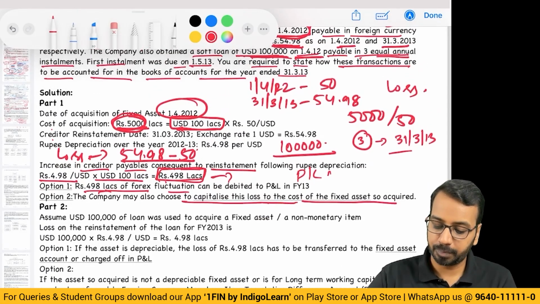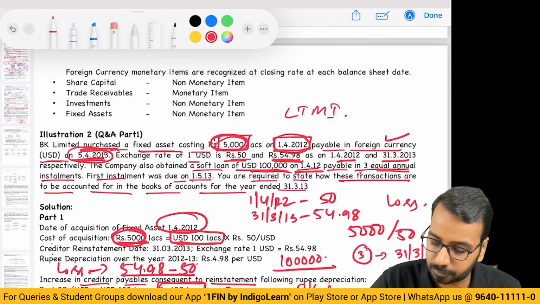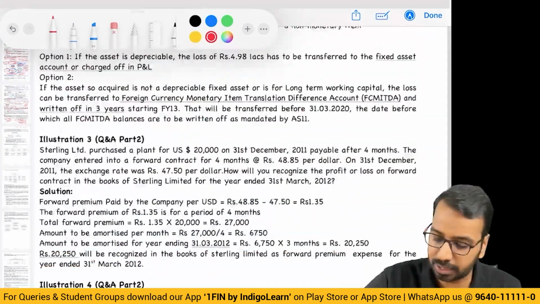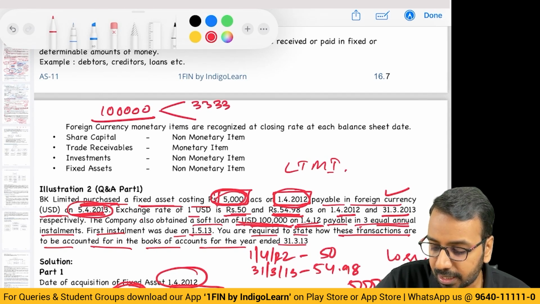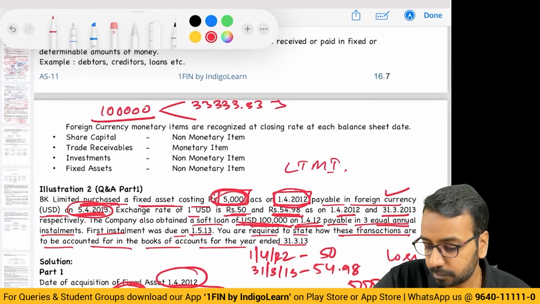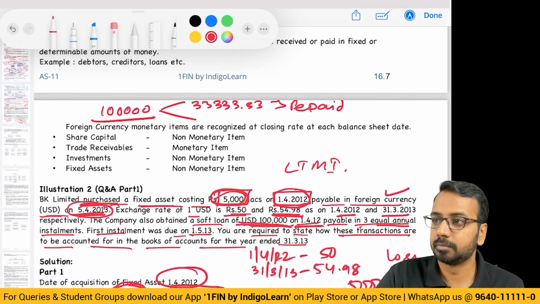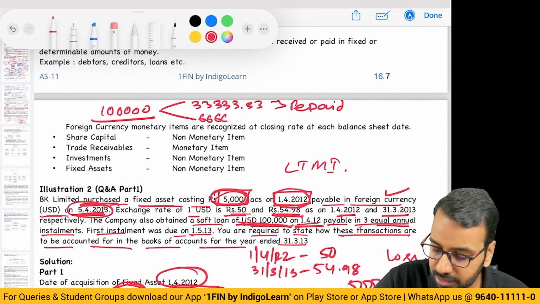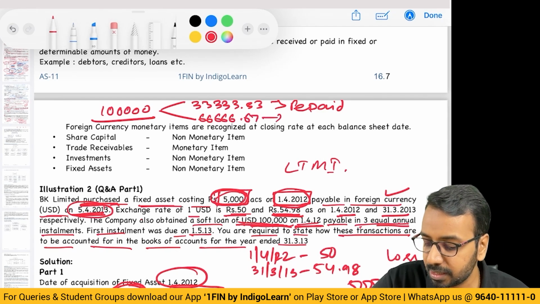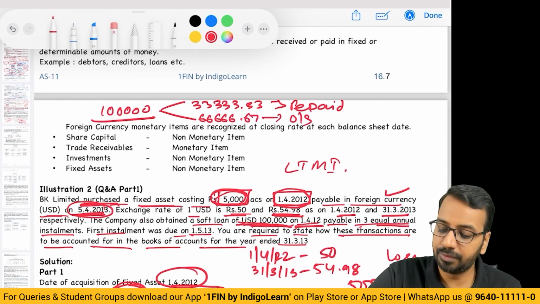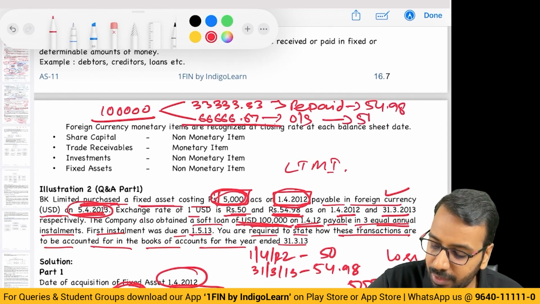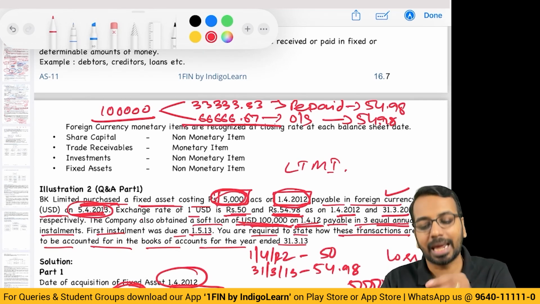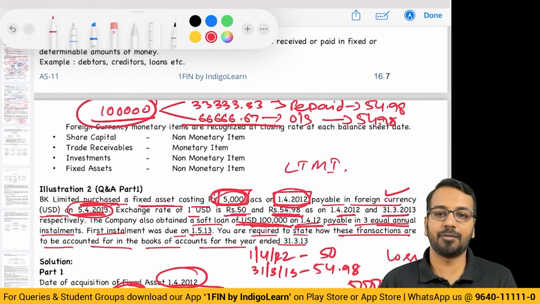Okay. Then what about this $100,000? They have said there is a loan of $100,000. Now what happens is, out of $100,000, we have 33,333.33 repaid and 66,666.67 is outstanding. When we repay, we repaid it at 54.98 and this outstanding also has to be remeasured at 54.98. Can I say entire 1 lakh should be remeasured at 54.98?